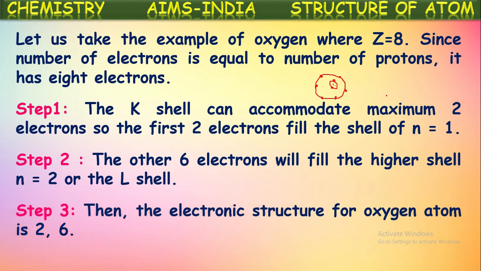Now the electronic structure or electronic configuration for the oxygen atom is written like this. First we start from the lower energy level. In the lower energy level there are 2 electrons, so first we write 2. Next shell number of electrons will be written later. So 6 electrons are in the next shell. So 2 comma 6. This is called the electronic configuration of that element. This is the electronic configuration of oxygen: 2, 6. Okay, in this way electronic configuration is written by following the Bohr-Bury rules.